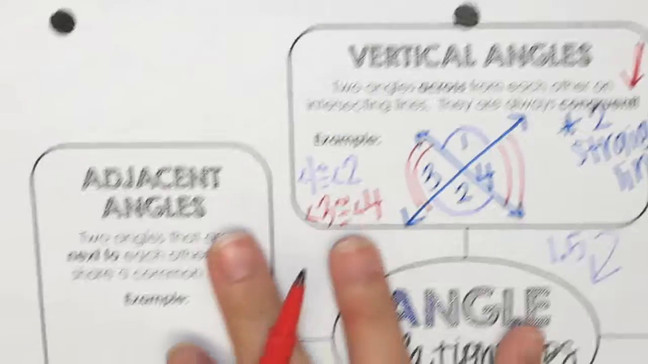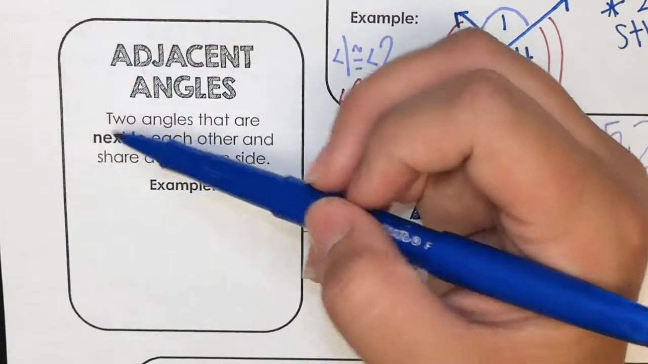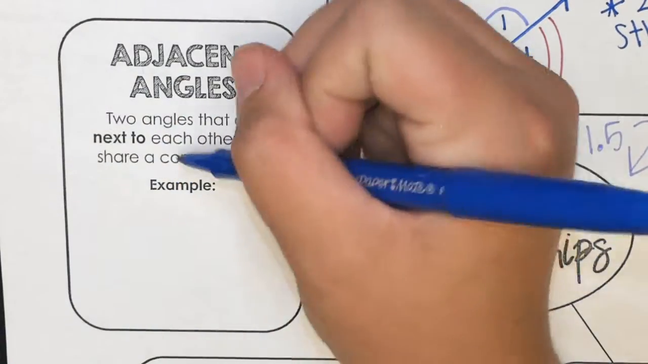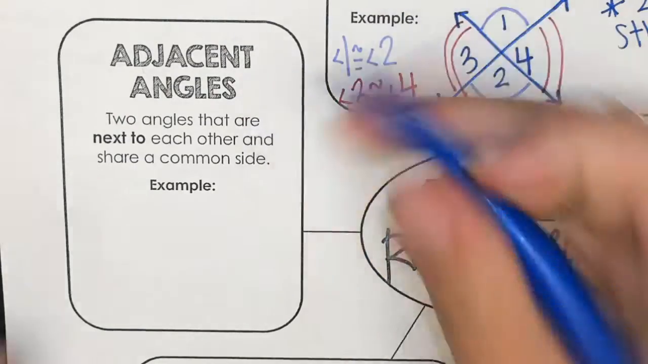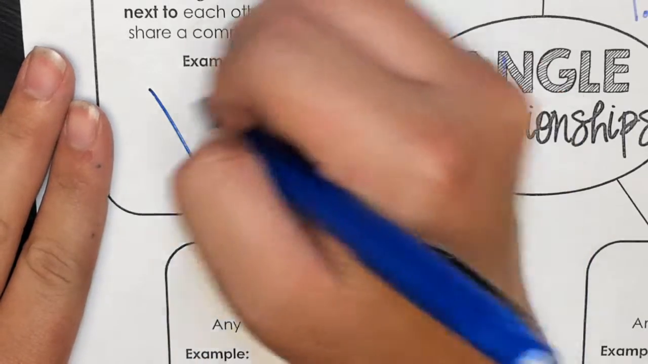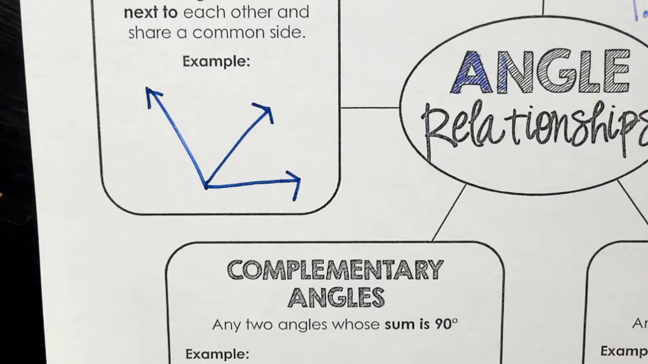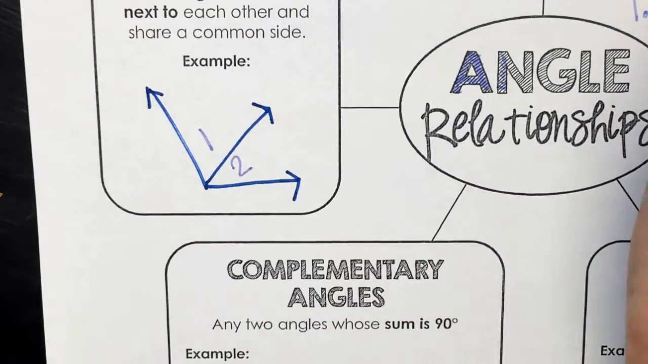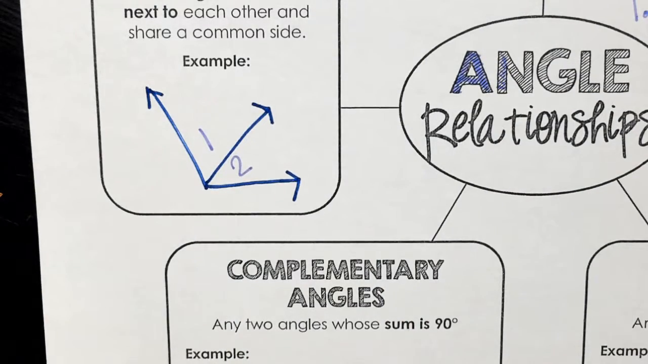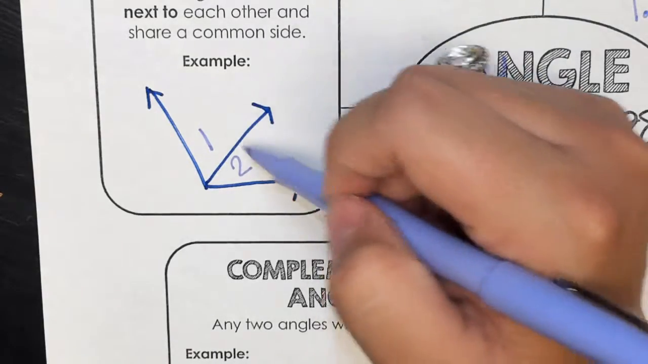Okay? Now let's go to adjacent. There's a key word in adjacent, and it's bold. What's it say? Next to. The thing about adjacent angles is they're always next to each other. So draw this. I have two angles, but they are adjacent. They're right next door to each other.